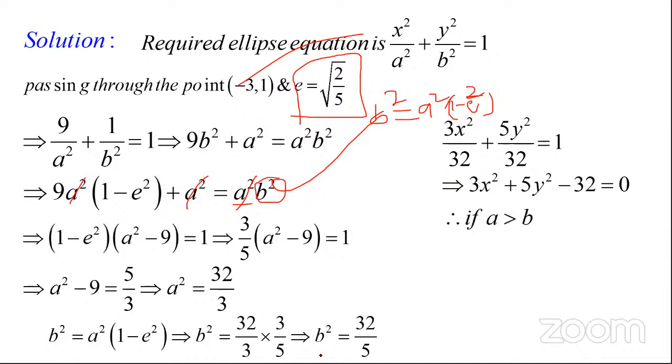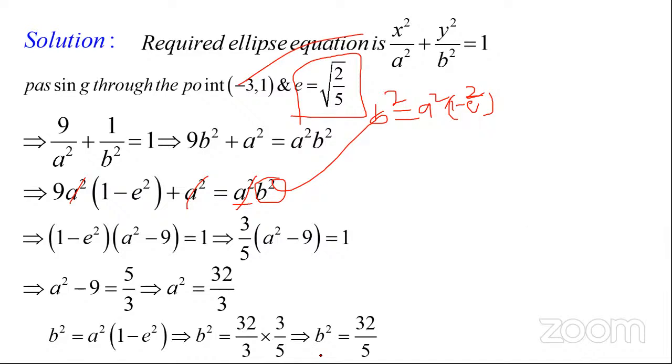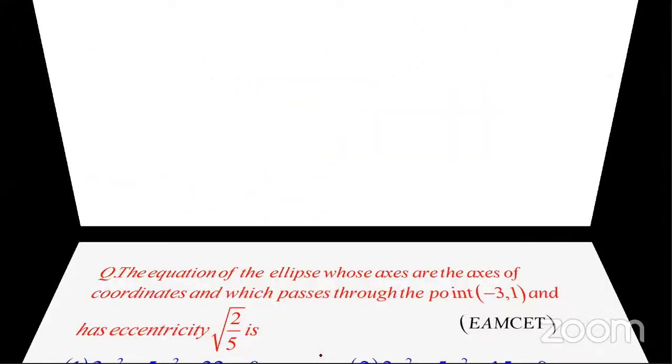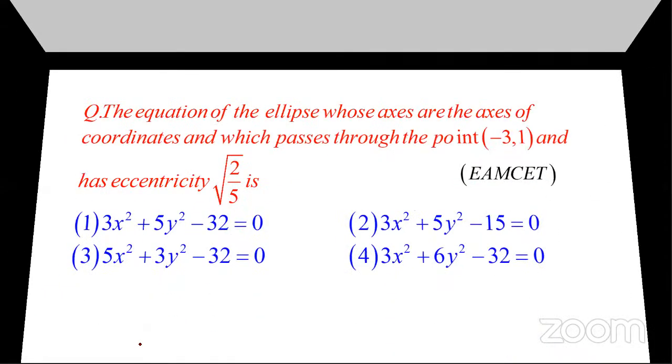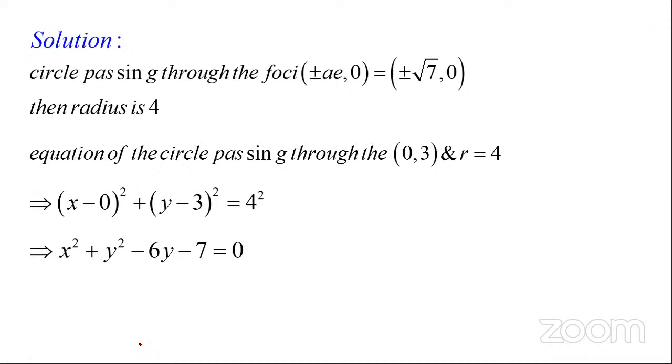Here a is greater than b. In the question he mentioned this, and the options are like this. Okay. So now, sorry, here see this.